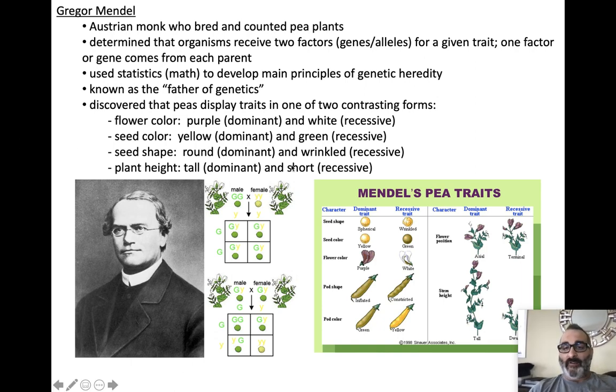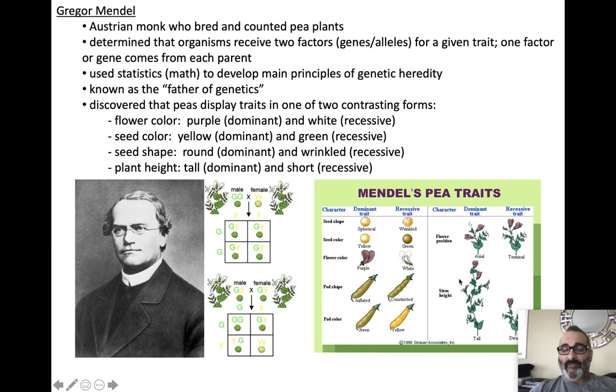So what did he look at? He looked at things like the seed shape, the seed color, flower color, pod shape, pod color, okay? All kinds of things. Flower position, stem height, you name it. He looked at all kinds of things.